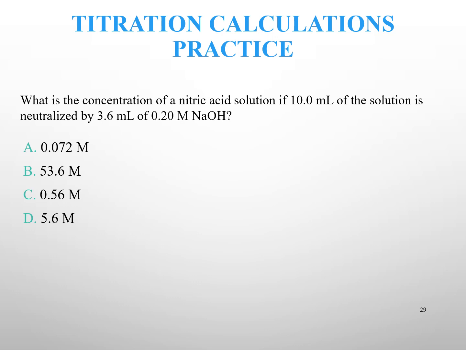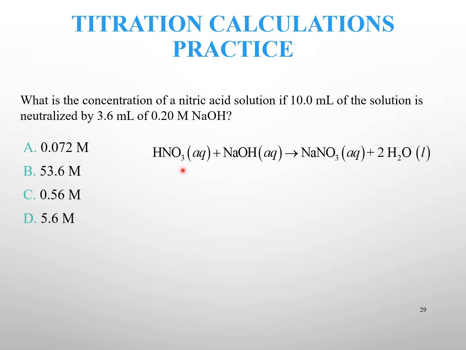So here's another practice. What is the concentration of nitric acid solution if 10 mL of the nitric acid solution is neutralized by 3.6 mL of 0.2 molarity sodium hydroxide? So the first thing you need is the reaction between nitric acid and sodium hydroxide. You get H and OH to get water, Na and NO3 to get your salt. So if you want to balance it, you'll need 2 waters here.